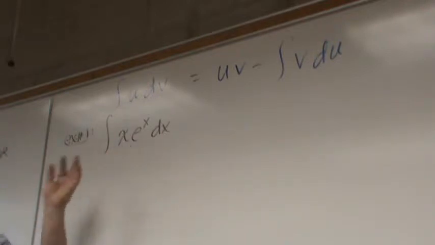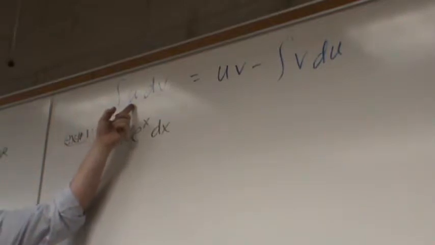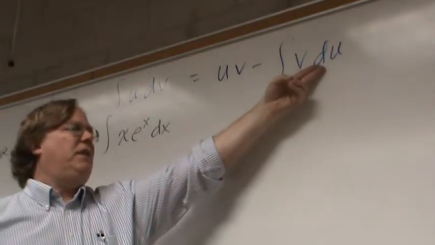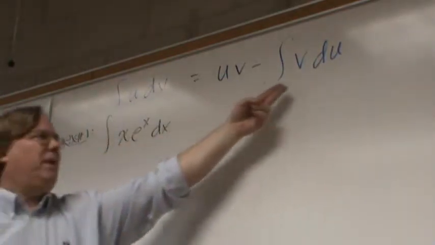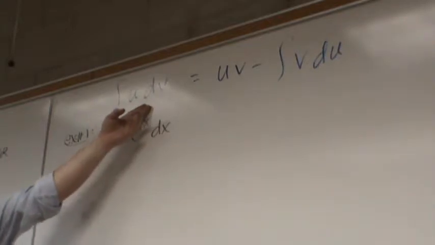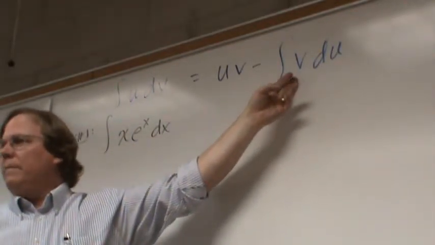What determines your choice is you want to choose a u that, when you take the derivative of it, makes it a lot simpler, because you're going to have du here. You got u here, but it becomes du on the right side. And you want to choose a dv such that when you take the antiderivative of it, it doesn't get much more complicated. You see?